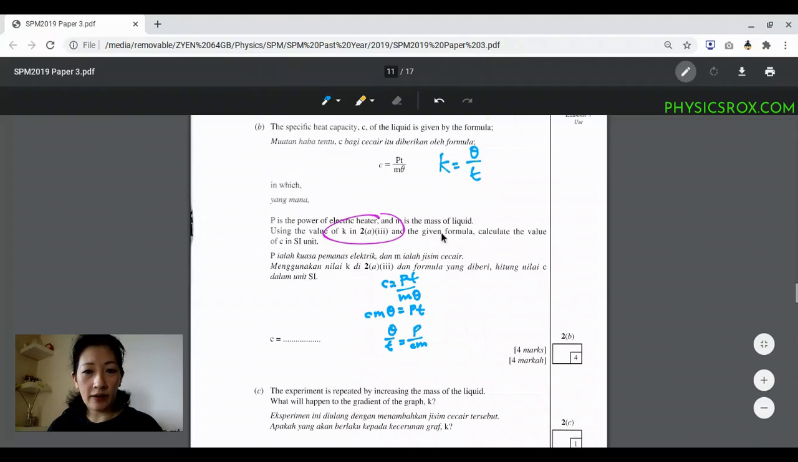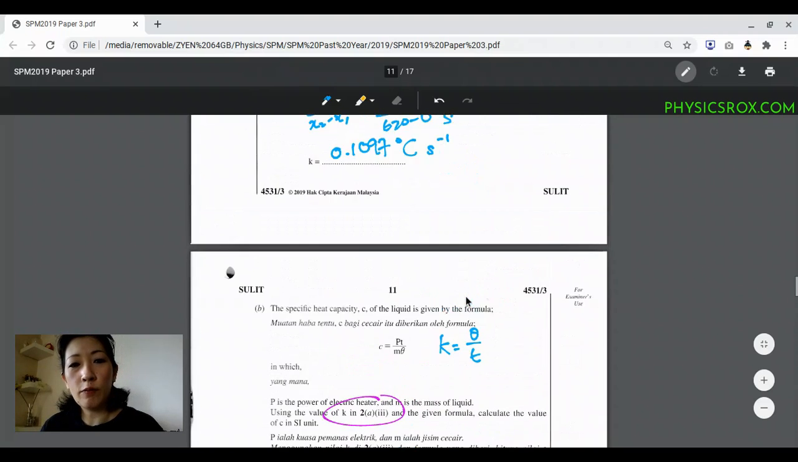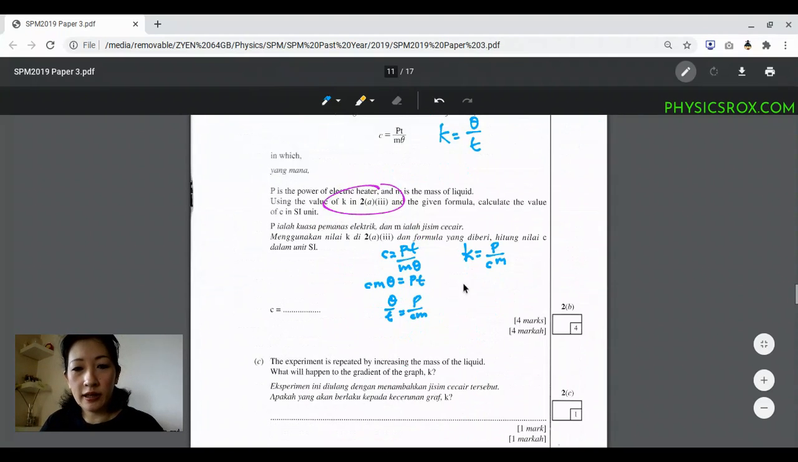Okay, so now you can see my left side is now the same as k. So what you're going to do now is replace, let's do it on this side, theta over t with k, and we're going to keep P and cm over here. k is 0.1097, so I'm going to substitute that in right now.